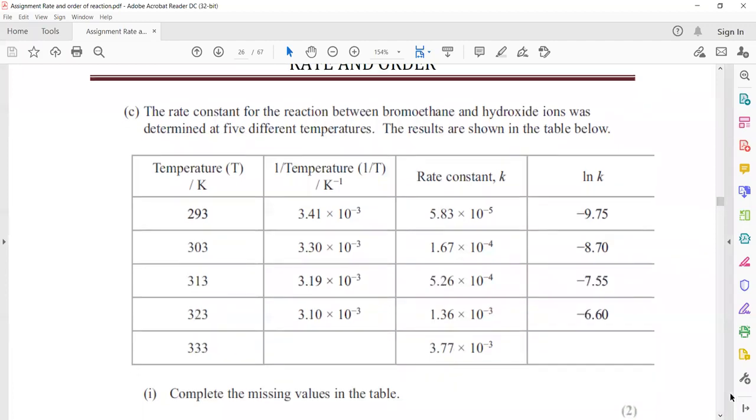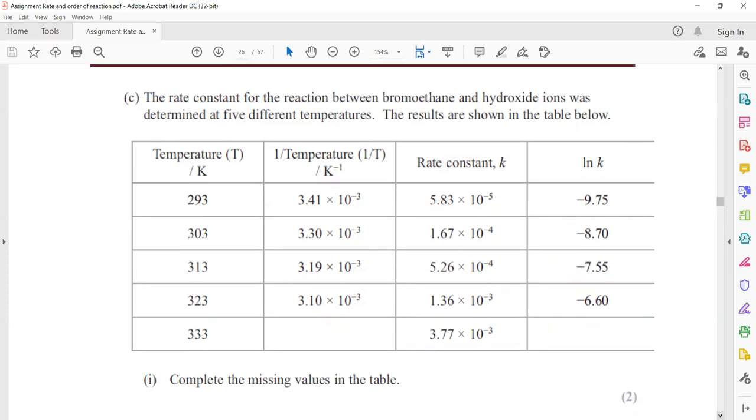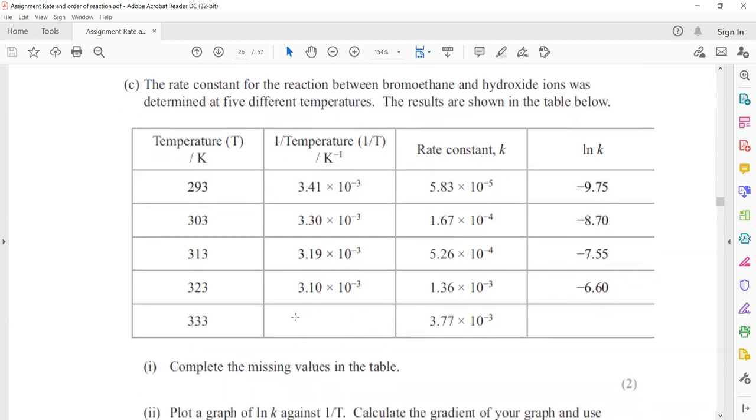Then the rate constant for the reaction between bromoethane and hydroxide was determined at 5 different temperatures. As you can see, the value of the temperature is given, 333. So we'll take a reciprocal here. We have to complete the missing values in the table. So what about 1 divided by 333? It will be 3 exponent minus 3. But because you can see all are in 3 significant figures, I will write it as 3.00 times 10 to the power minus 3.